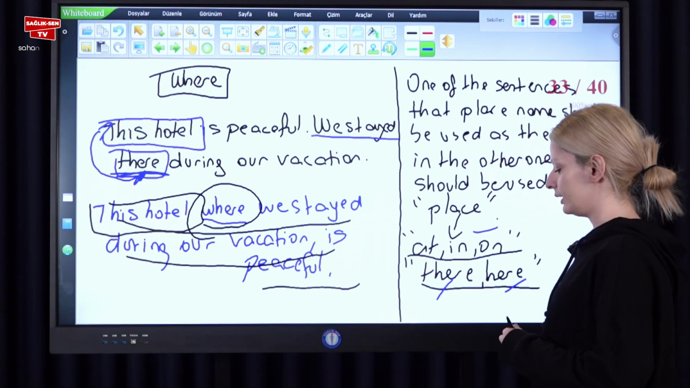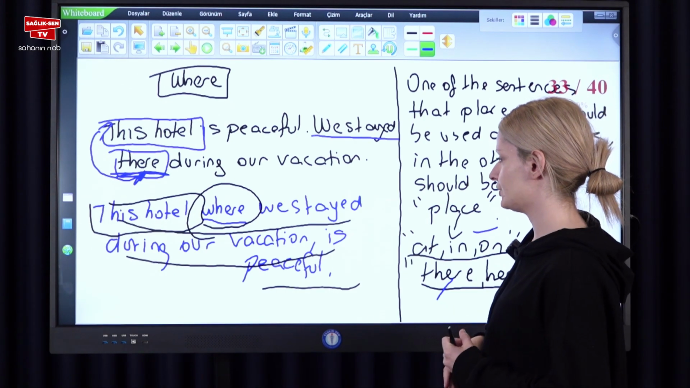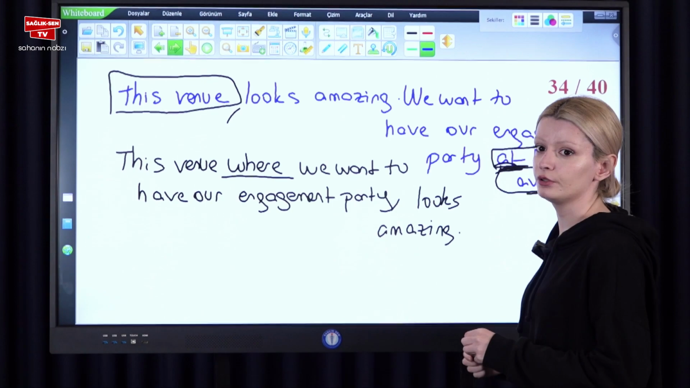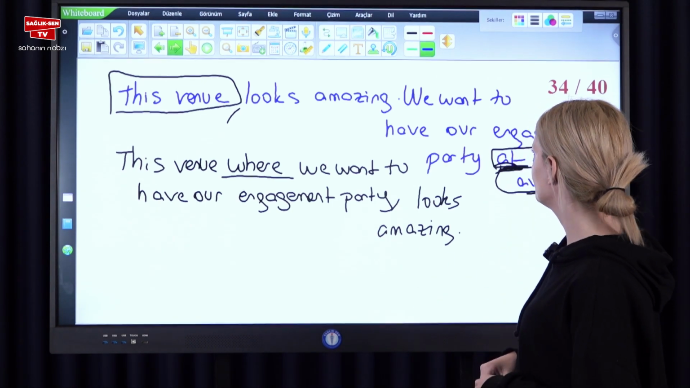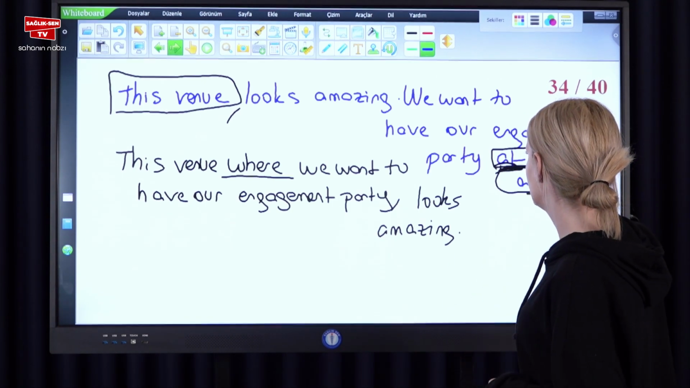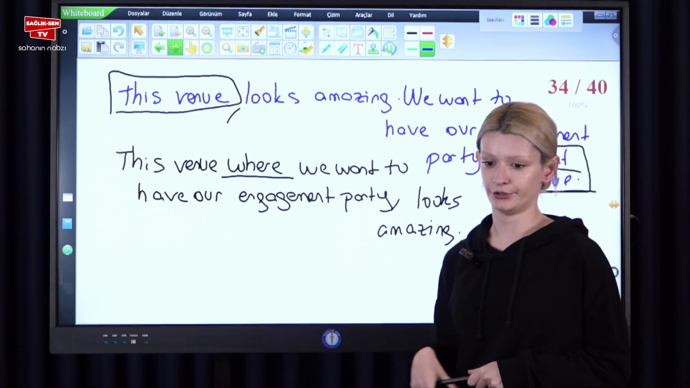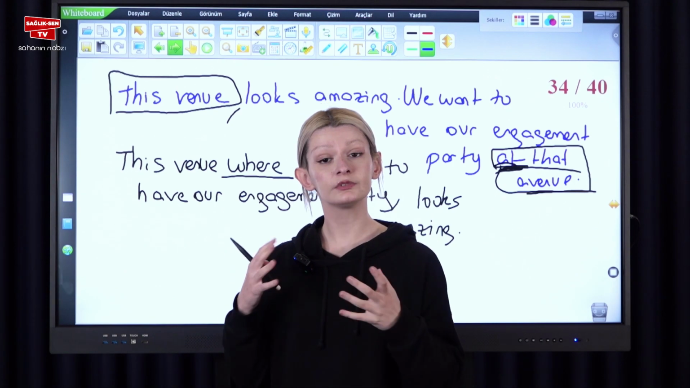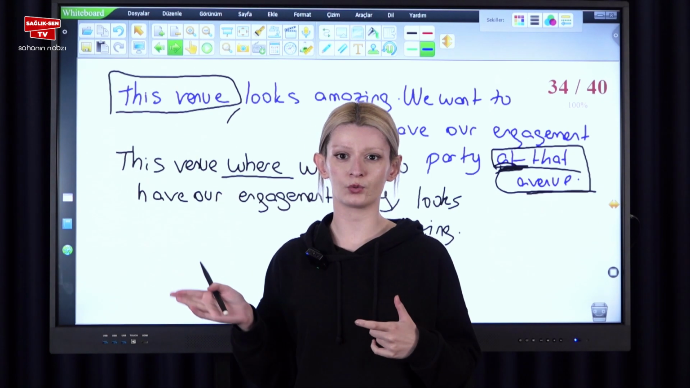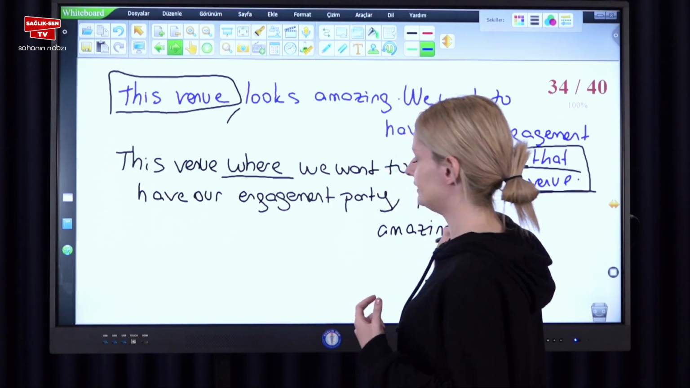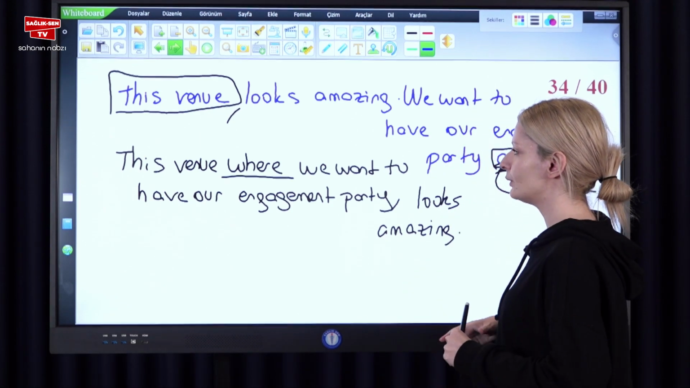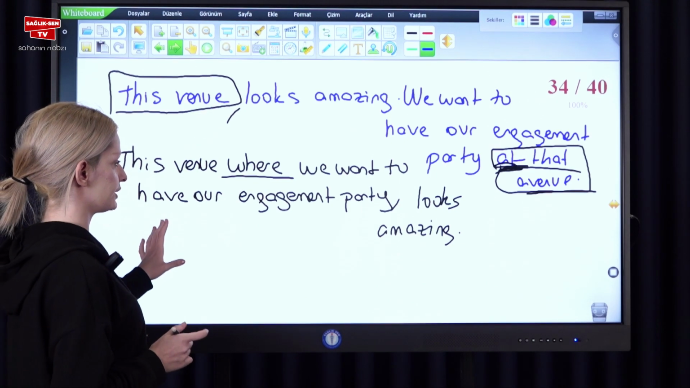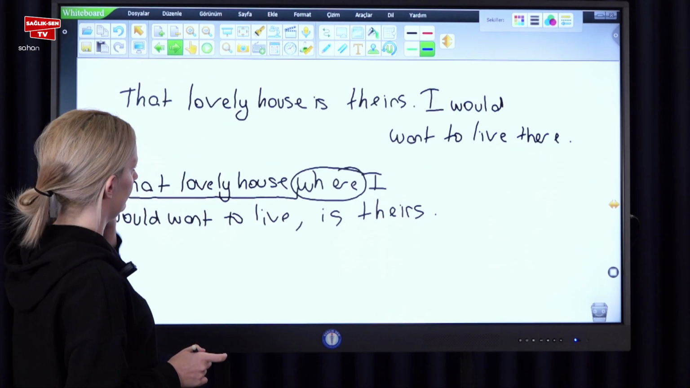This hotel where we stayed during our vacation is peaceful. This venue looks amazing. We want to have our engagement party at that venue. You can see again the subject use in the first one and the place meaning in the second one. This venue where we want to have our engagement party looks amazing.